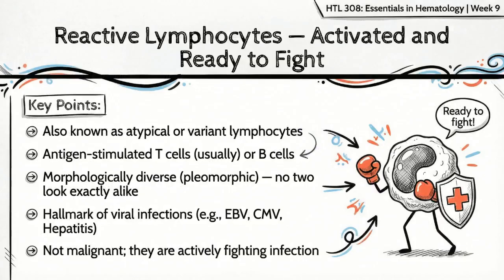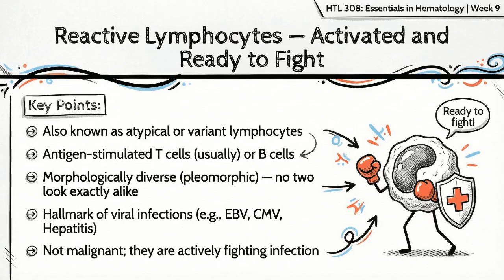Reactive lymphocytes are one of the most exciting findings on a peripheral blood smear, because they tell you the immune system is actively engaged in a fight. You'll hear them called many things: atypical, variant, transformed, or even downy cells. But the key message is that these are activated lymphocytes, usually T cells, responding to some kind of antigenic stimulation. They're not malignant, they're just doing their job.